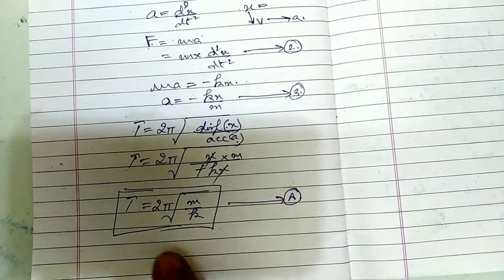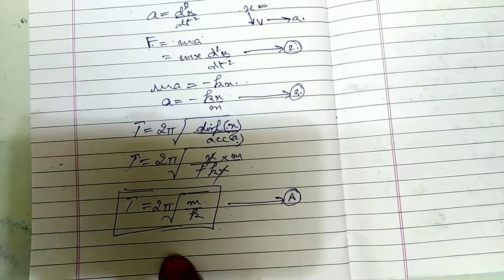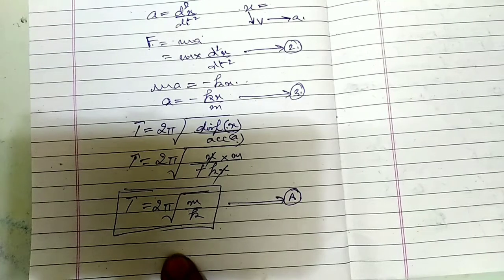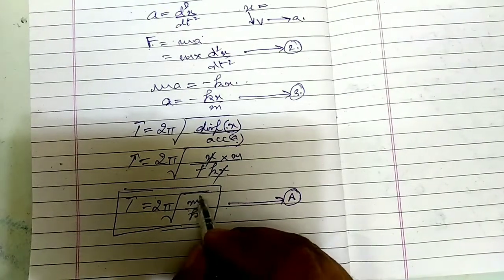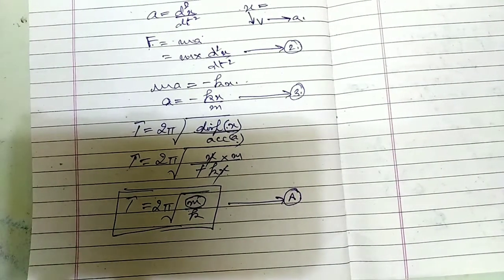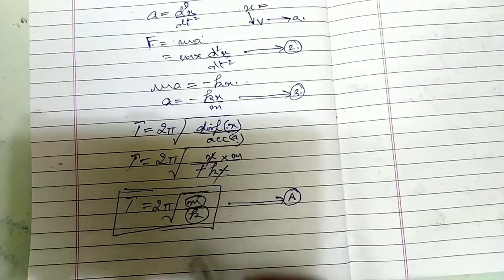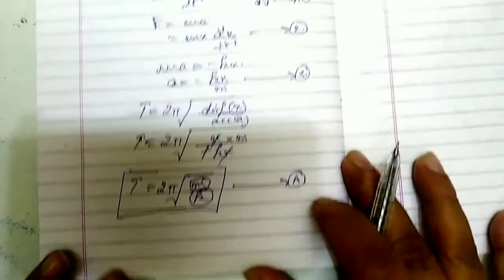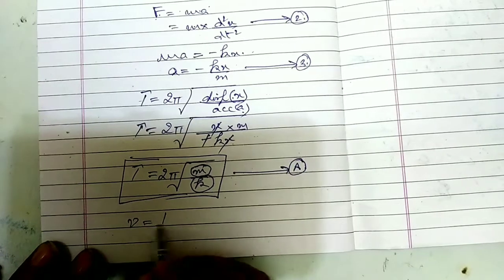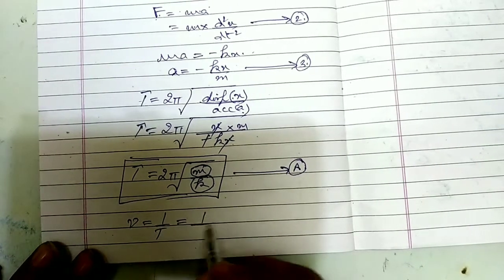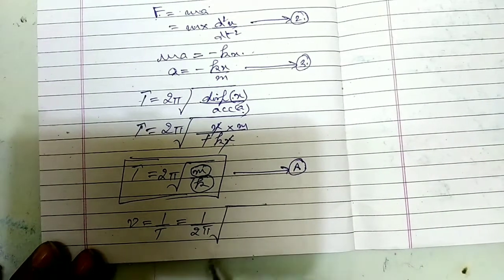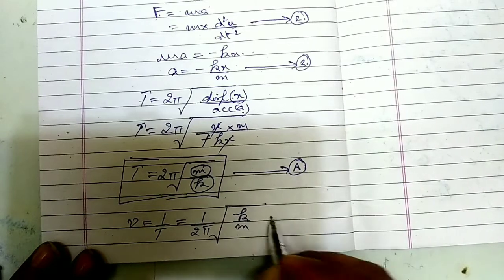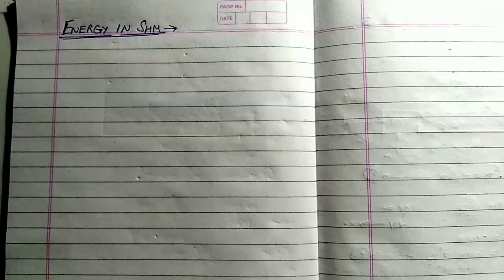So students, this is the time period of an oscillating body attached to a horizontal spring, which is dependent upon the mass of the body and its spring constant k. So if we have to find the frequency, that is 1 upon T, that is 1 upon 2 pi under root k by m. This is equation number 3.